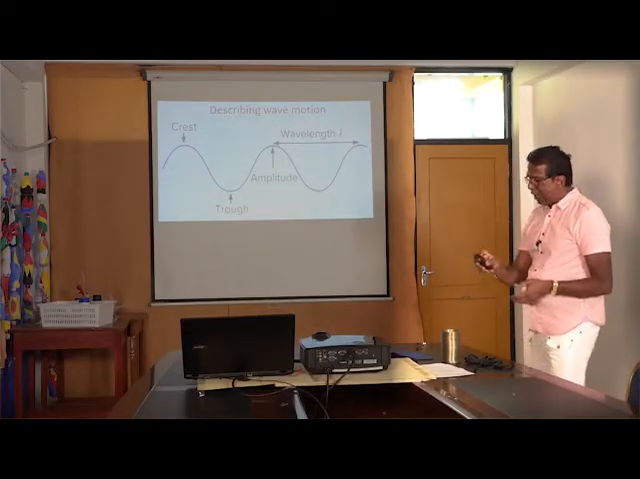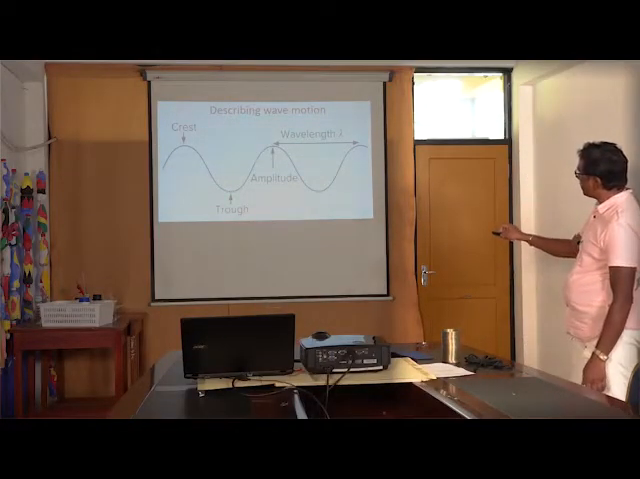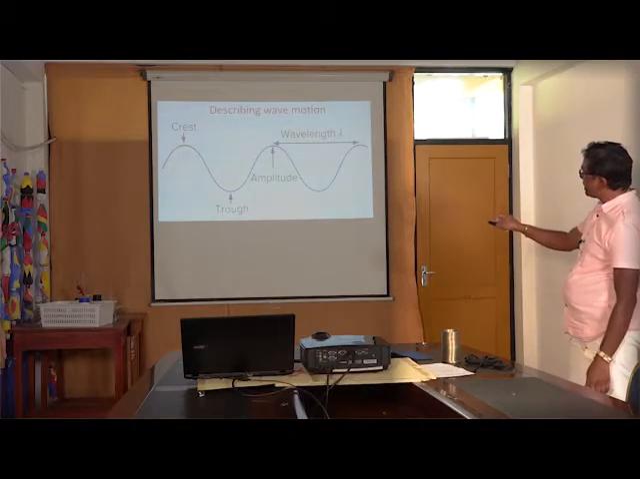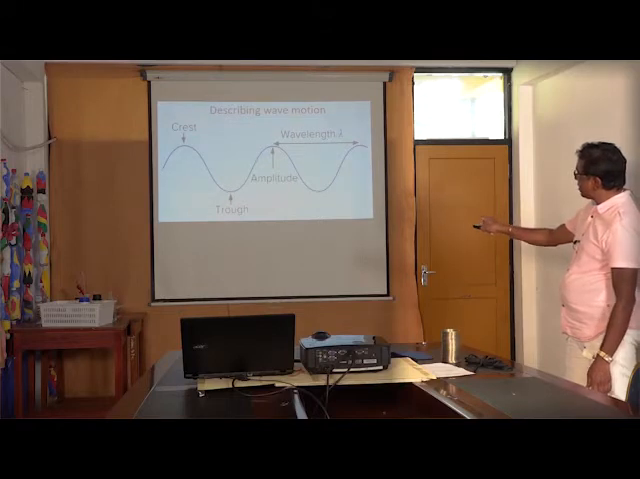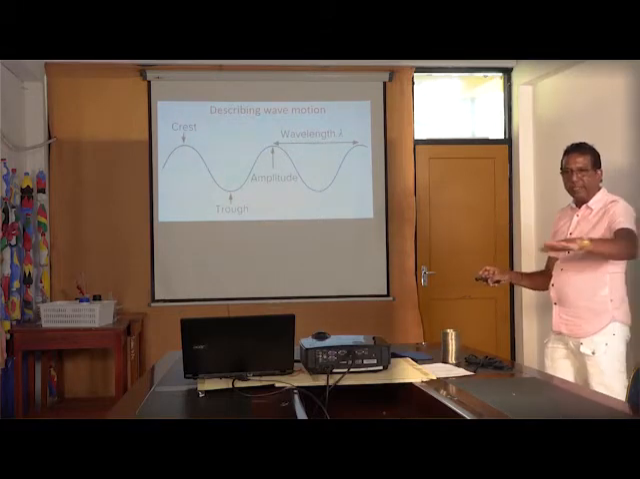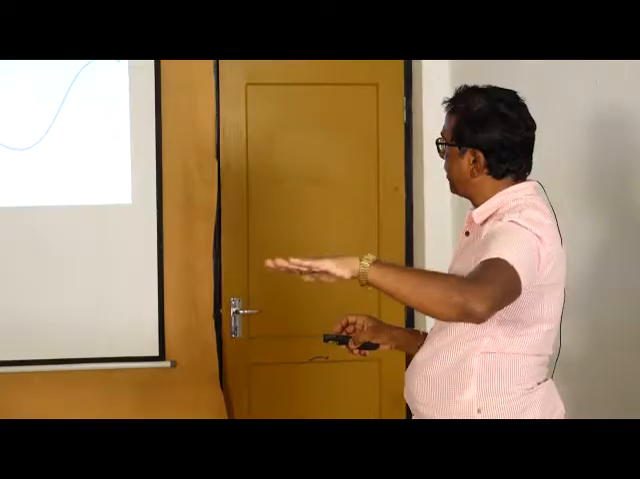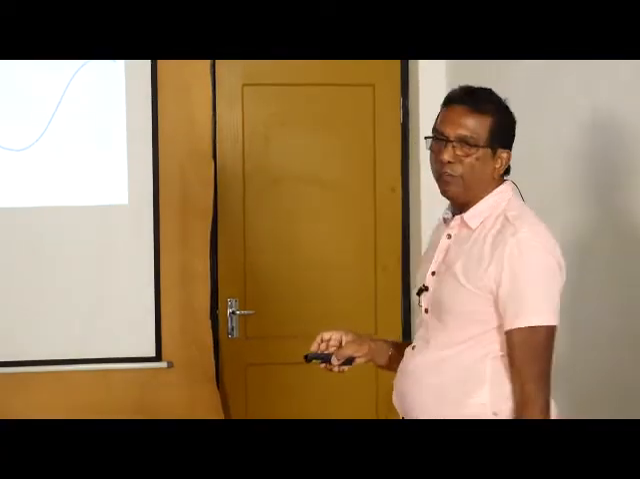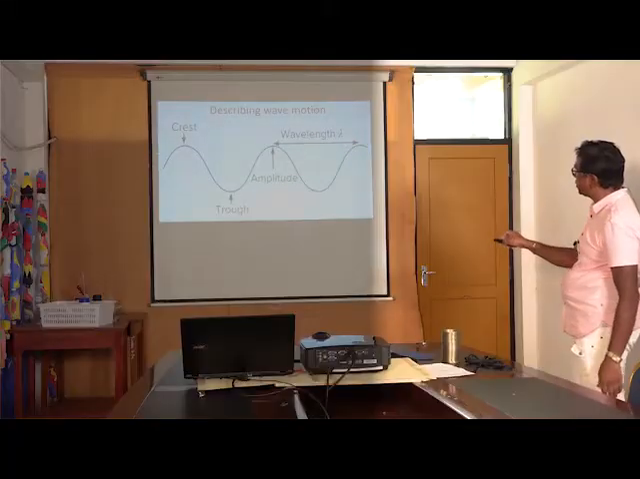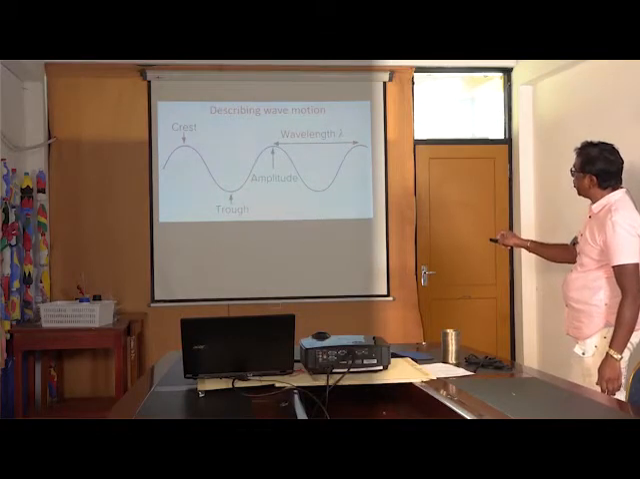The high point of the wave is called the crest, and the low point is called the trough. This dotted line is representing the rest position of the medium, of the rope, of the slinky, of water, whatever it is, a rest position. So the material moves up and down, and up and down.